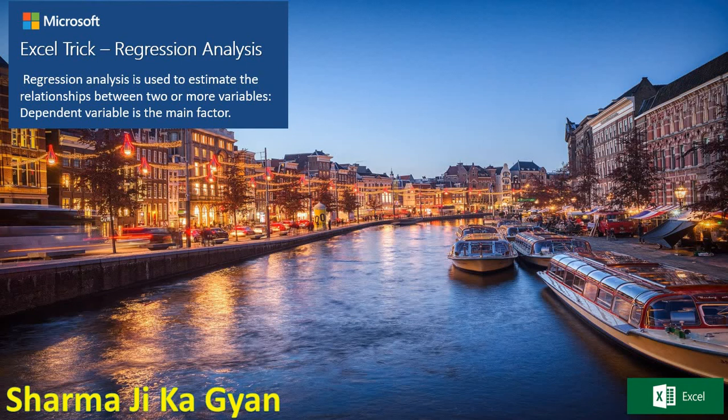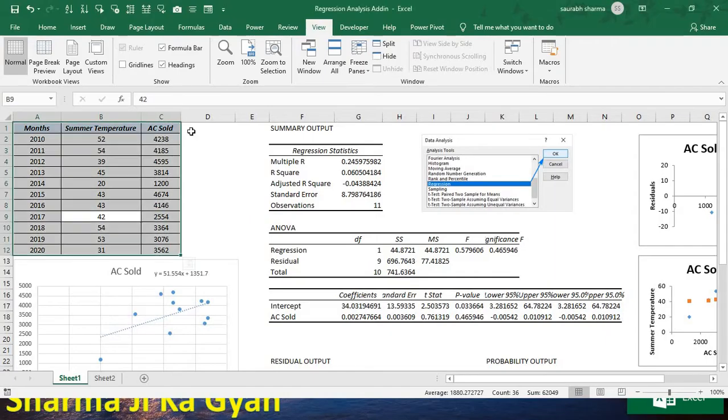Today we are doing the regression analysis. The regression analysis is used to estimate the relationship between two or more variables. Dependent variable is the main factor. So let's see the example for the regression. So this is the example for the regression.